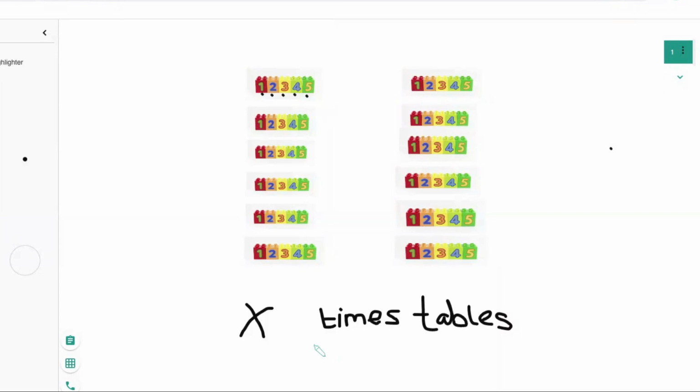Do you know what the other meaning is, which can help us with our times tables? The other meaning is groups of. This symbol also means groups of. Now you can write this down on your piece of paper or in your book just to help remind you. So this symbol, there are 2 meanings. One of the meanings is times tables, and another meaning is groups of.